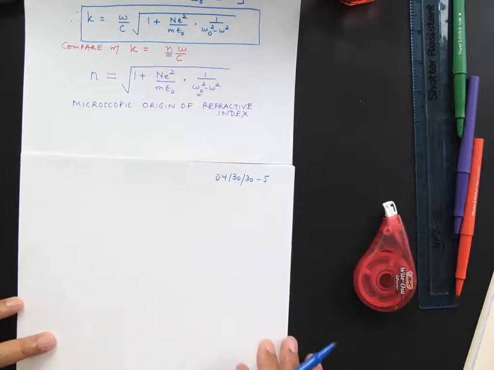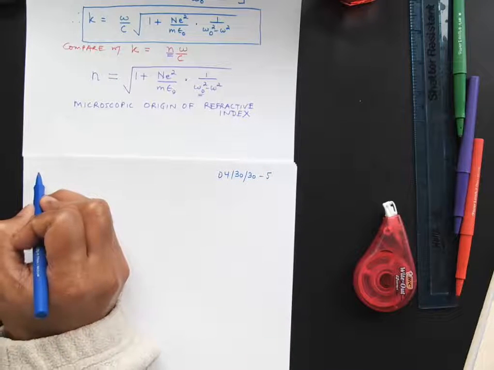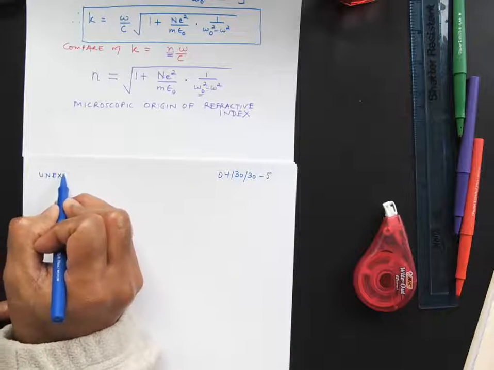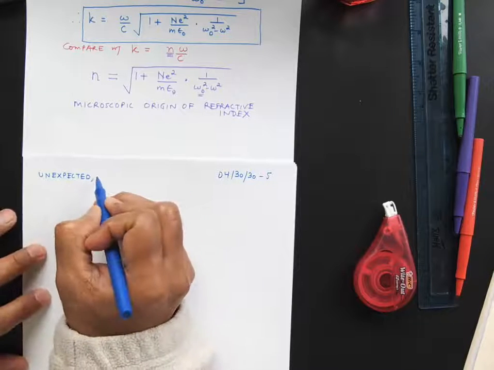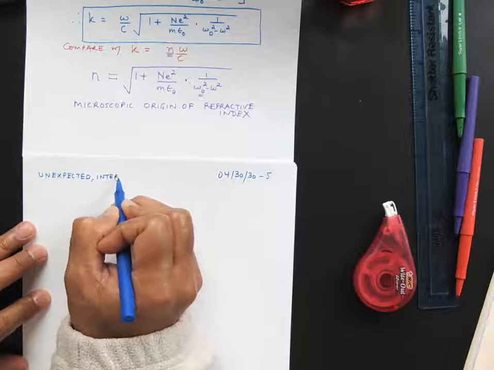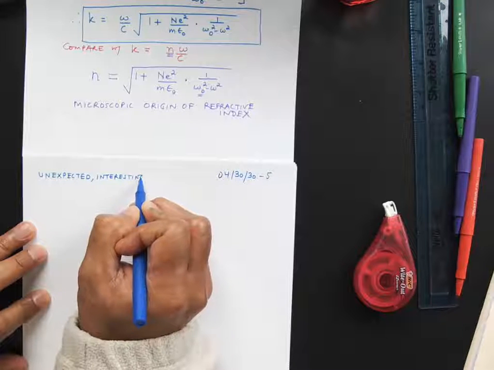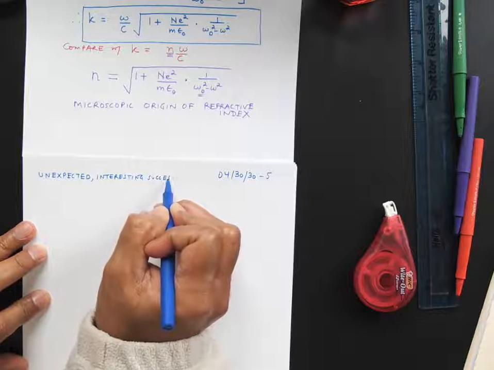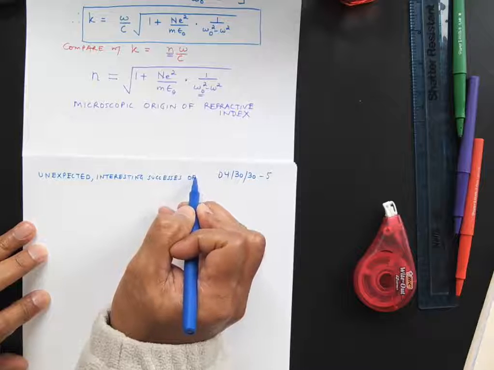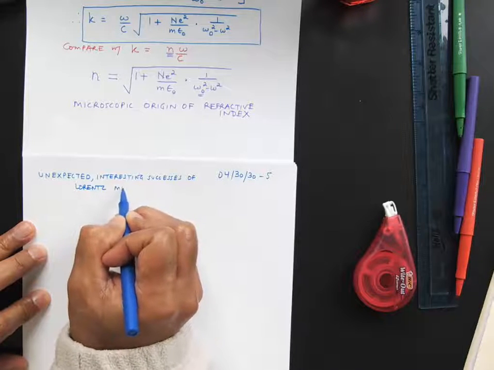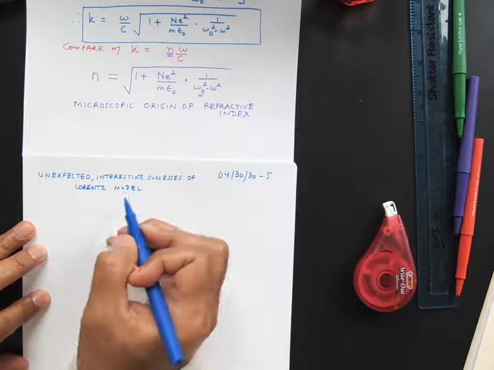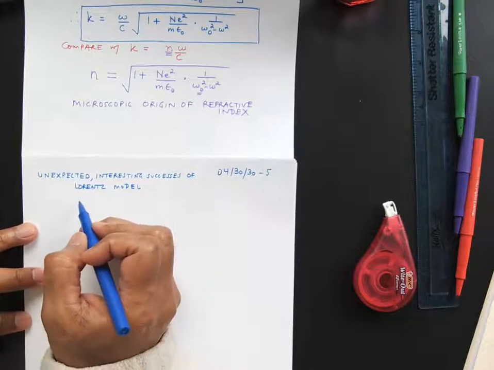So let's do unexpected, interesting successes of the Lorentz model. And just tell me when I hit 3:35, please. I'm 5 minutes away, I understand.